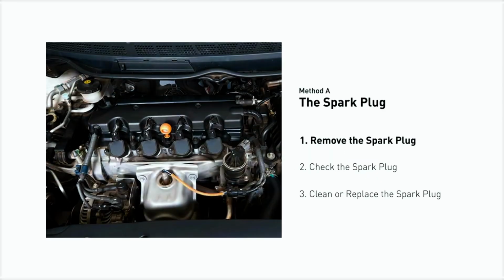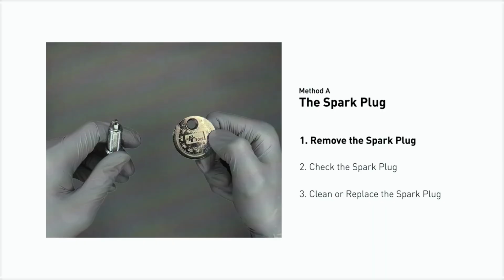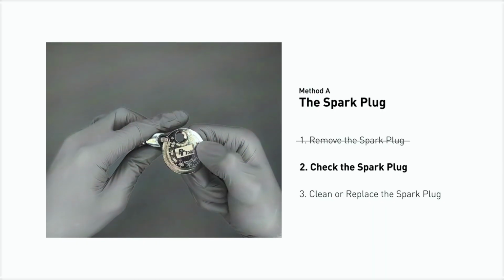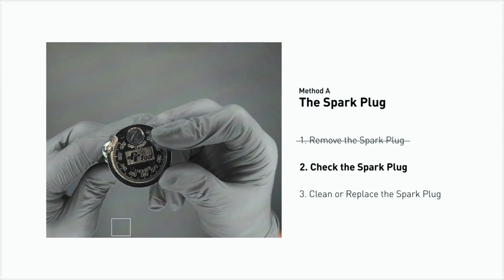Method A, the spark plug. The spark plugs are located at the engine end of the wires under the plug covers that attach them. First, carefully remove the spark plug. Use a spark plug gapper to check the spacing of this spark plug. Normally the spacing should be between 0.024 to 0.071 inches.